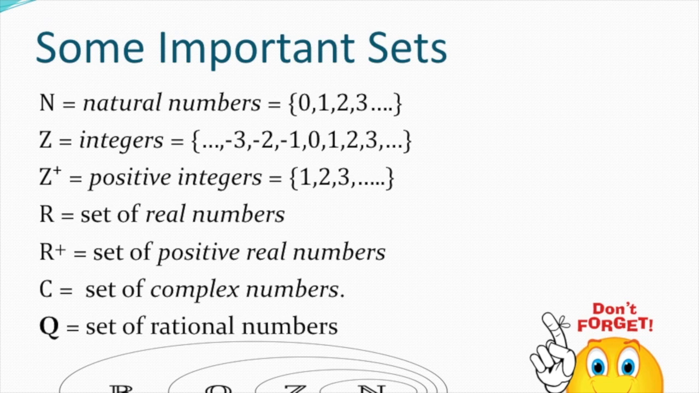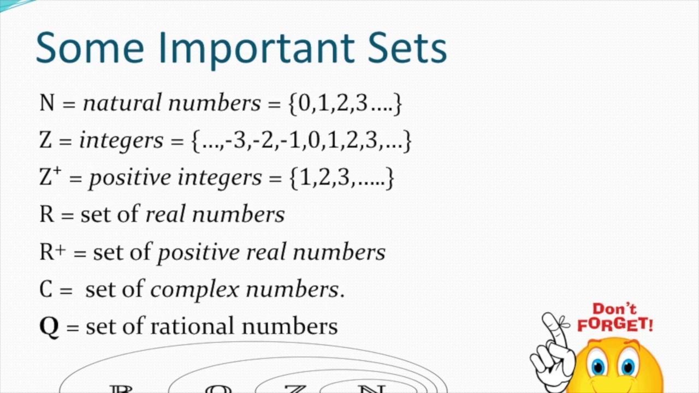Now, when you speak about Z plus, capital Z plus, this stands for positive integers, not including the 0. Now, R is the set of real numbers, where we have fractions, 1.5, 2.5, and so on. Now, R plus is the positive real numbers, because the previous one contains minus 2.5, minus 0.5, and so on. Now, C is the set of complex numbers. A complex number is a number you can obtain by the notation A plus B multiplied by i, where A and B are real numbers. We don't really worry now how a complex number is obtained, but this is how we call the set of complex numbers. And also we have capital Q, which stands for rational numbers.